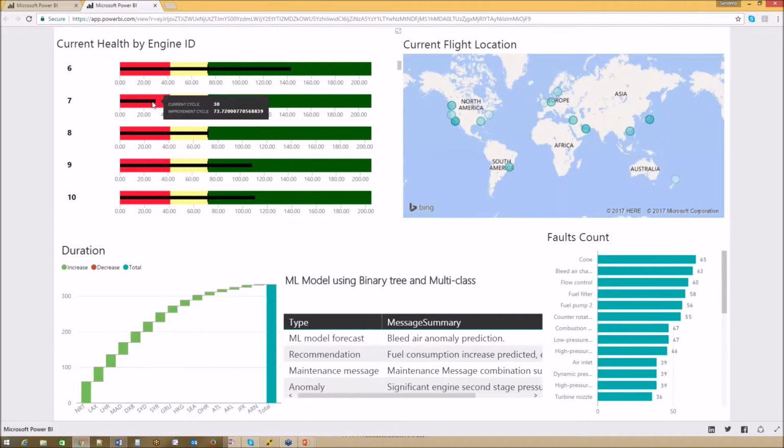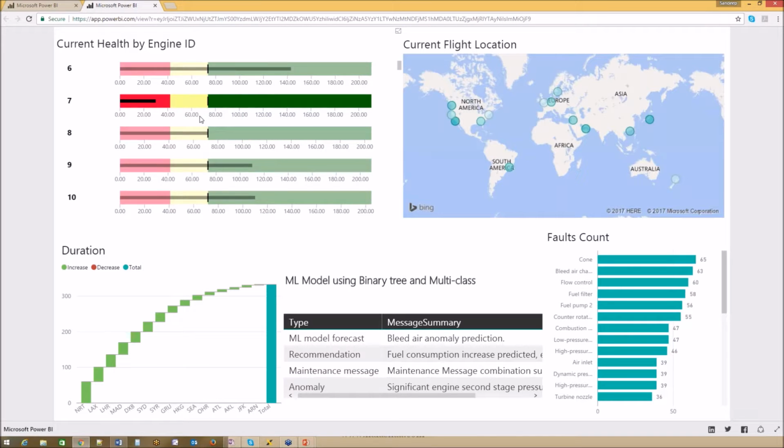So when we see that engine number 7 has an issue, basically the model predicts, depending on all the faults that it is seeing, that it needs to be checked up and it is due for maintenance, because this black bar has already moved onto the red zone.